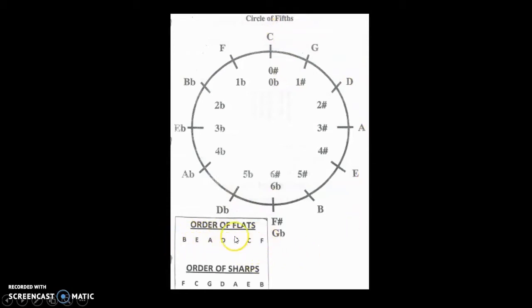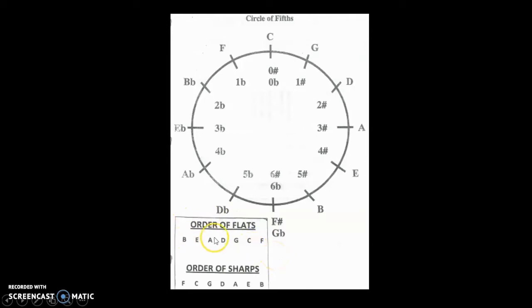And here's our order of flats and sharps right here as a reminder. And remember, this circle tells us how many flats are in each scale. So if we look at the key of concert C major, there's zero flats or zero sharps. And if we look at concert F major, there's one flat. Concert B flat, there's two flats. And how do we know which flats are what the one flat is?